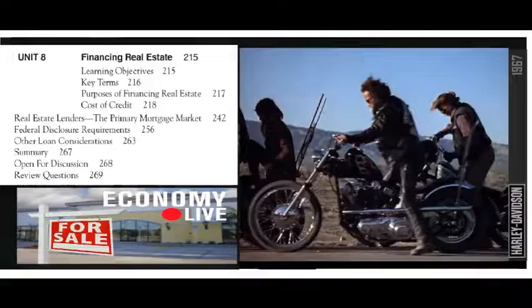Unit 8, Financing Real Estate. Figure 8.5, Common mortgage plans. Loans from federal institutions on borrower-occupied homes. Loan type, description, advantages, disadvantages. Fixed rate mortgage: fixed interest rate, equal monthly payments of principal and interest until debt is paid in full. Stable, with long-term tax advantages, rarely assumable.